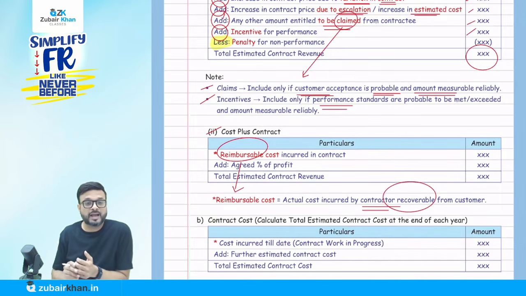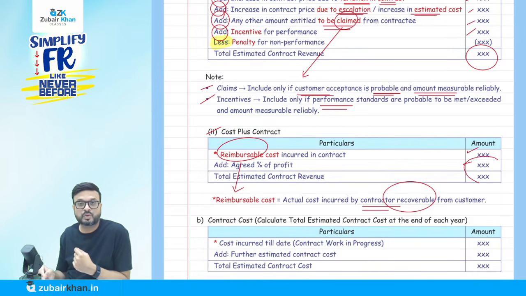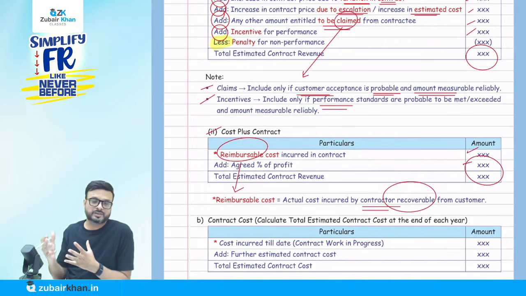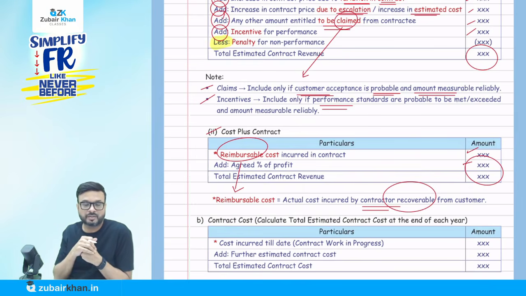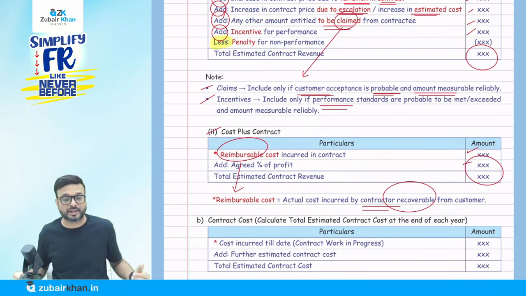So it might happen I have incurred 100 crore, but you will not agree on 5 crore. So we are not agreeing on the 5 crore. That 5 crore is not recoverable from you. So I will recognize only 95. Example I am giving. So whatever is recoverable from the contractee, that is the recoverable cost. And to that I will add the agreed percentage of profit, and this is the total contract revenue. It's the cost plus contract. The cost I have incurred that is recoverable from you, I will add the pre-decided percentage, and whatever amount comes, that I will recover from you. That is the revenue for me. So this is about the revenue.